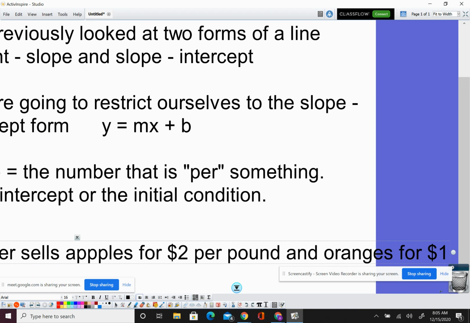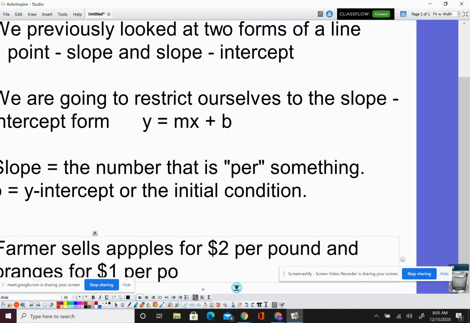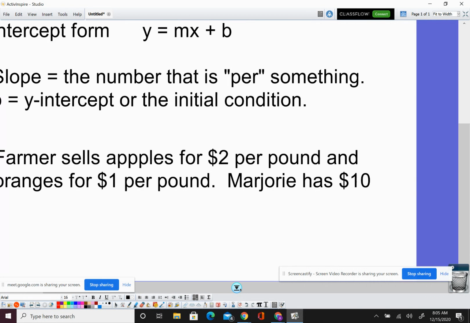Oops. So he's got two things that he's selling. Those two things could be the slope for both of them. It just depends on which one we set as our variable. So Marjorie has $10 to spend. You can't see this because I can't see it.